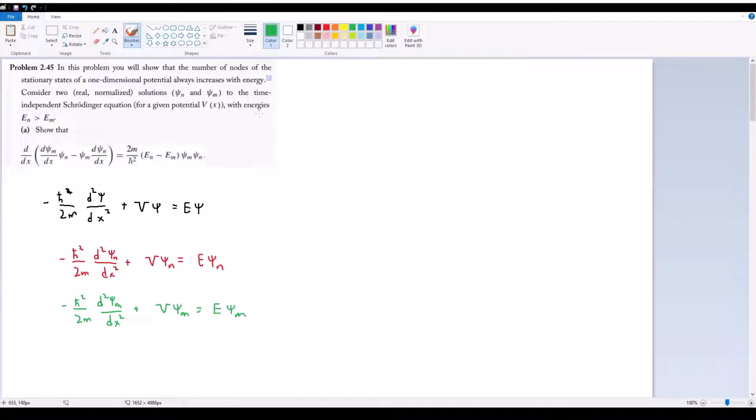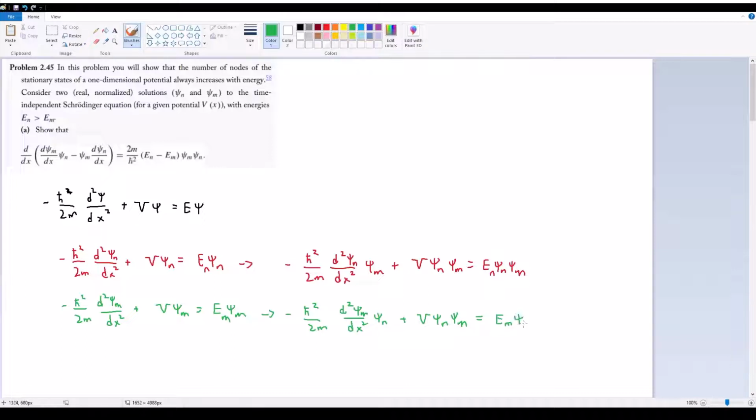At this point, we're going to do what problem 2.44 tells us to do, which is to multiply the top solution by psi m, and multiply the bottom solution by psi n. If we do that, the top becomes negative h bar squared over 2m d2 psi n by dx squared multiplied by psi m, plus V psi n psi m, is equal to En times psi n psi m. I forgot this is an En term as well. And at the bottom, we get negative h bar squared over 2m d2 psi m by dx squared times psi n plus V psi n psi m is equal to Em psi n psi m.